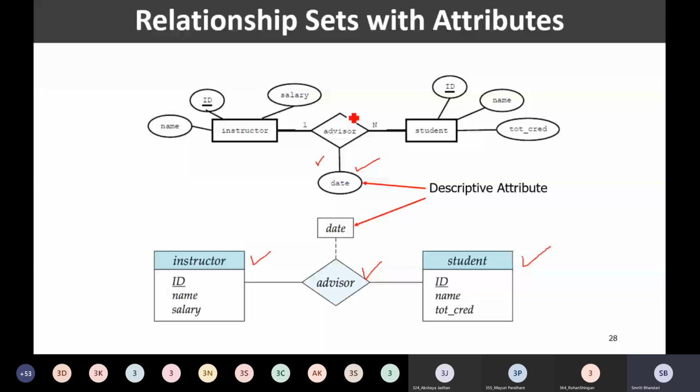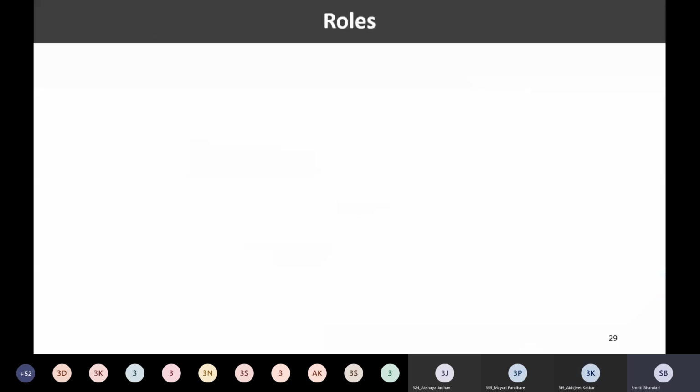So this is an attribute denoted by making use of an ellipse, and that is linked to the relationship set advisor, correct? Yes. Fine. So let us proceed now with the next concept, and that is roles. So what are roles?